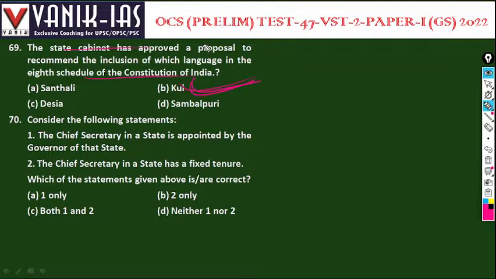Also, the following statements: the chief secretary of the state is appointed by the governor of the state. No, it's wrong. It is the chief minister. The chief secretary in the state has a fixed tenure. No, it is completely dependent on the government. So neither one nor two is correct with respect to the chief secretary.